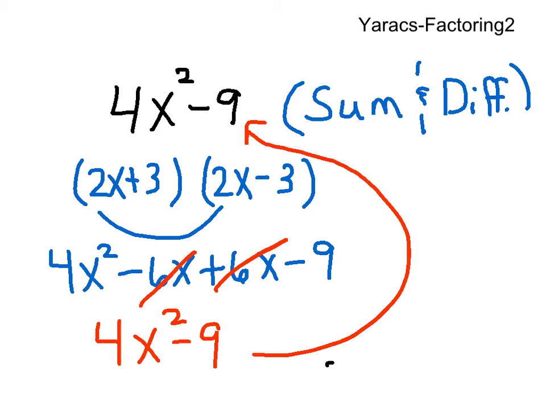And that's what enables that middle term to disappear. All right, so when you have that middle term out of there, always look to see, do you have perfect squares that could make that sum and difference?